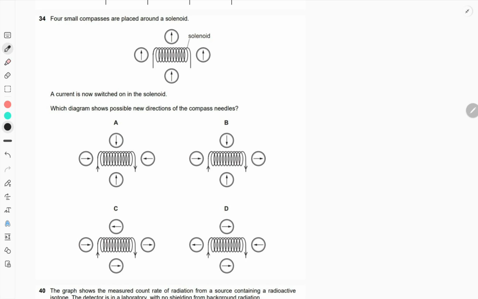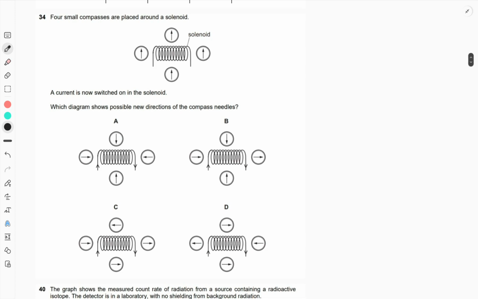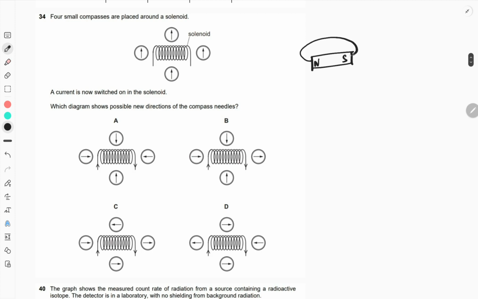So 4 small compasses are placed around a solenoid. A current is now switched on in the solenoid. This diagram shows the possible new direction of compass needle. Now, one way of doing this is using the right hand grip rule, identifying the poles and getting the answer. However, itna mehnat nahi karna hai. You know that in this case, the solenoid will behave like a bar magnet, irrespective of where the poles are. Let's assume, beta, this is my north, this is my south pole. This is how my magnetic field lines are. Correct? I'll mark it with the arrow, something like this.